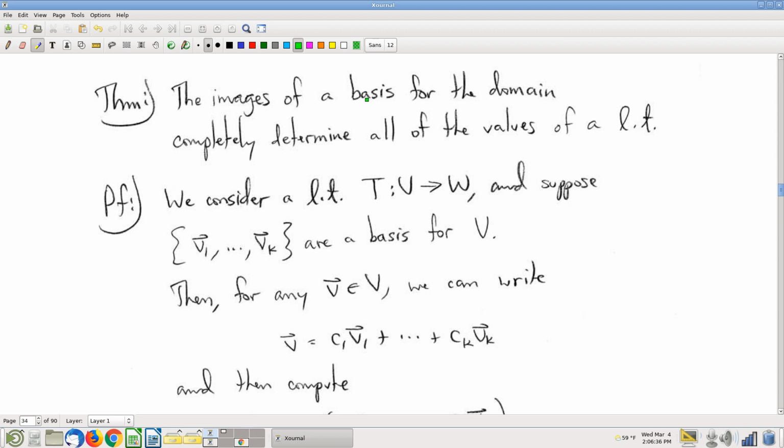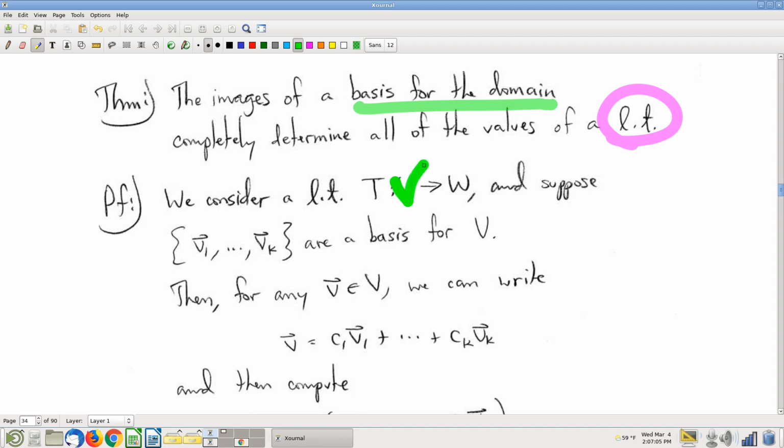If you have a linear transformation, if you have a basis in the domain, don't forget the domain's a vector space. Don't forget what a basis is, right? A basis is an independent set of vectors that spans the vector space. We've already seen that a basis is a convenient way of describing vectors in the vector space, interpreted appropriately.